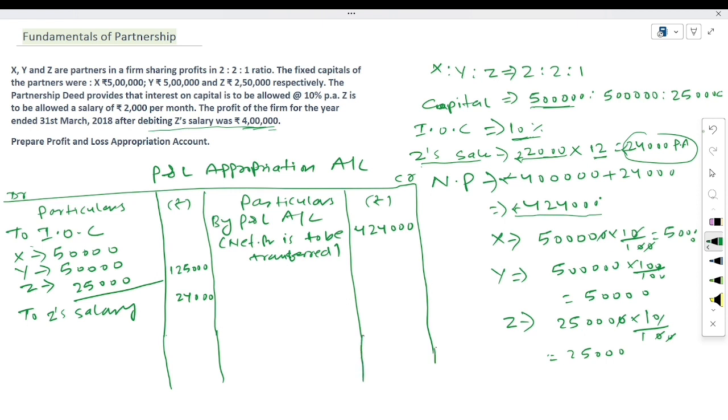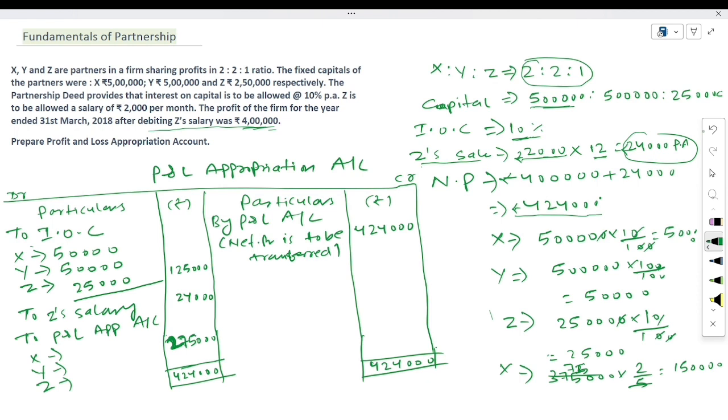Later on we will distribute the profit. The remaining profit will be distributed among the partners: to profit and loss appropriation account, X capital account, Y capital account, and Z capital account. Here the total amount is 4,24,000. Here also the total amount is 4,24,000. Minus this amount, the remaining profit will be 2,75,000.